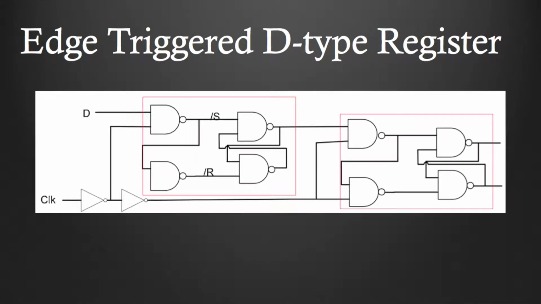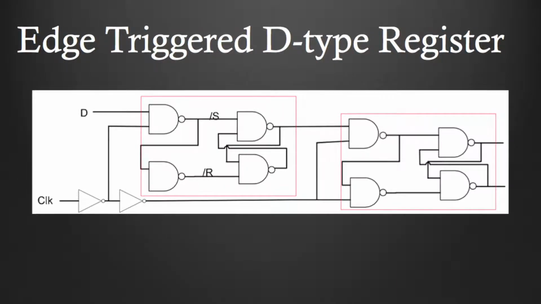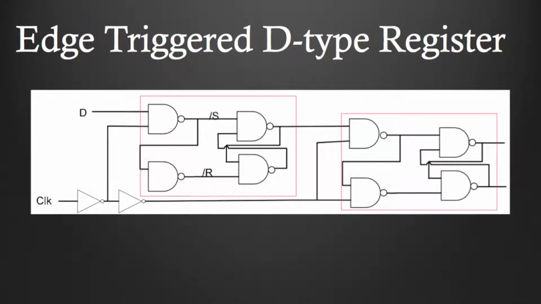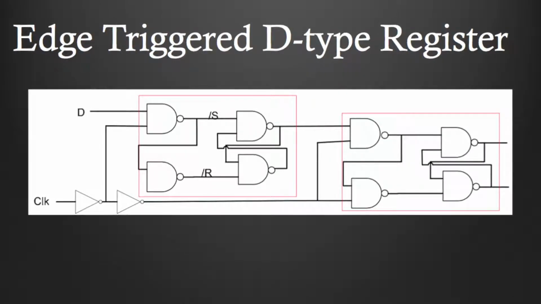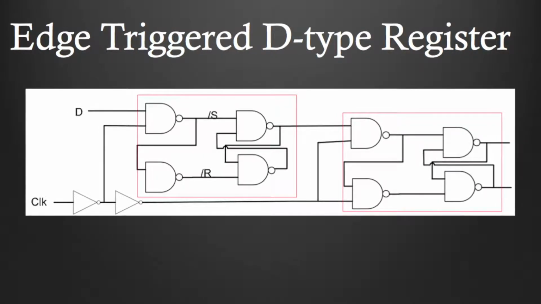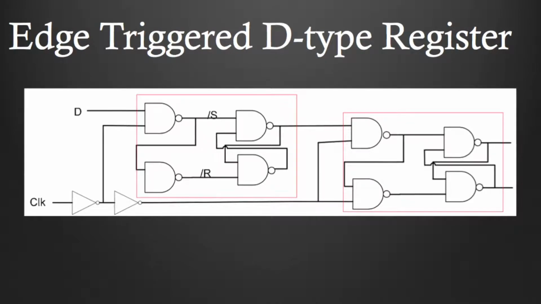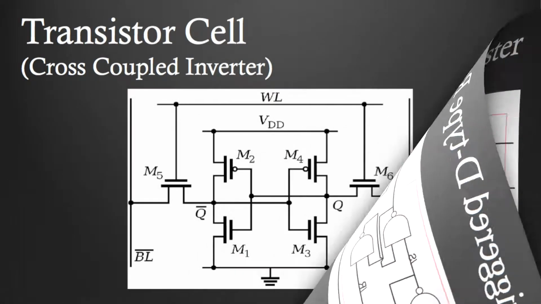Edge-triggered D-type registers are mostly used in combinational circuits where it is more important to have them respond to clock pulses. When the clock is 0, the first D-type latch is on, and the data is latched into the first flip-flop. When the clock is 1, the first D-type latch is turned off, the second D-type latch is enabled, and the data is transferred from the first to second latch.